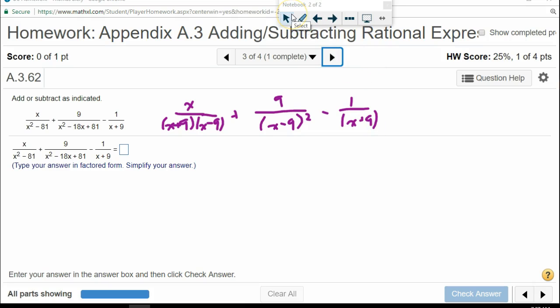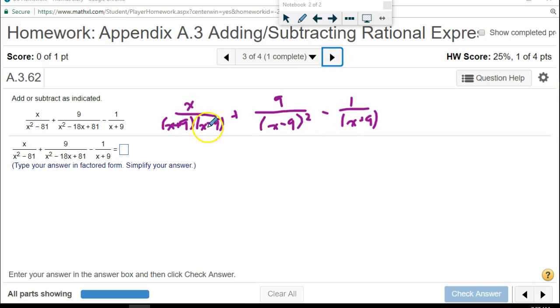So this is usually the part that gives people the most trouble. I'm going to look for the smallest thing that all of my denominators can go into. Now, this first fraction has an x plus 9 and an x minus 9. The next one has two x minus 9s, and the last one just has an x plus 9. So you're looking for the smallest thing you would have to multiply each fraction by to make them all have the exact same thing in the denominators.